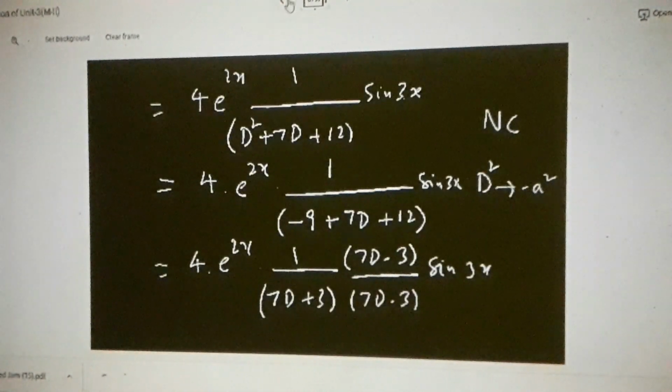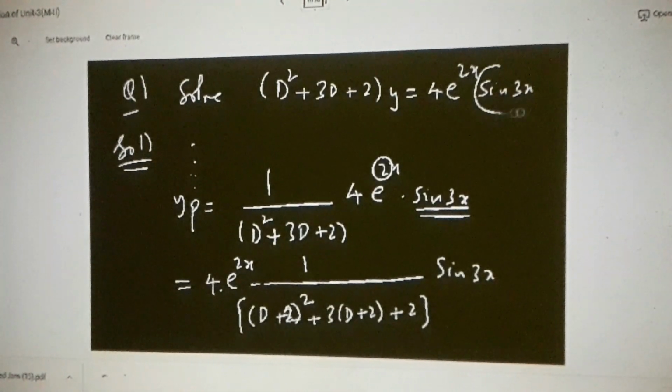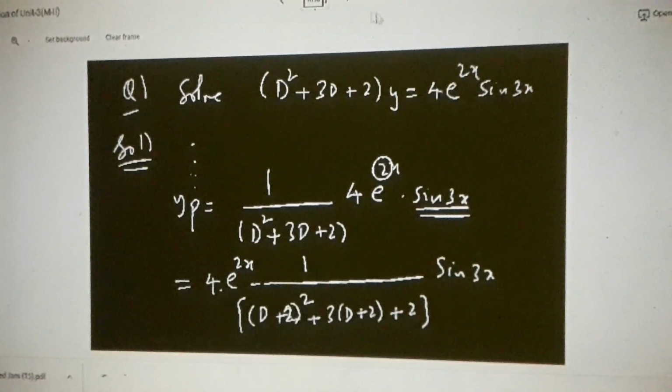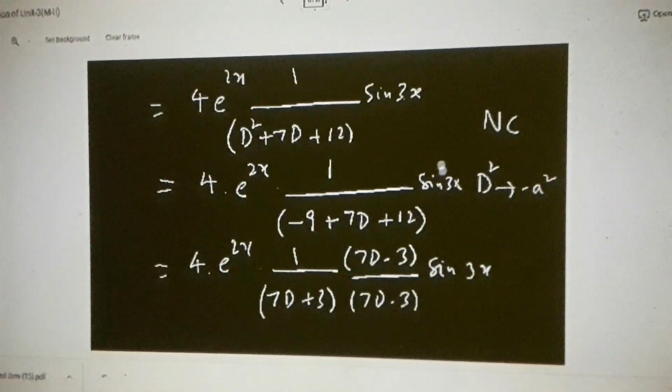And instead of sin 3x here, if suppose a polynomial is there, that polynomial will appear here. So instead of substituting minus 9, you will deal with a polynomial, that is, you will take 12 common, then D square plus 7D by 12, and then you will continue. So this is how we will do that problem.